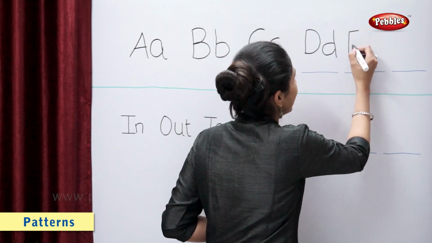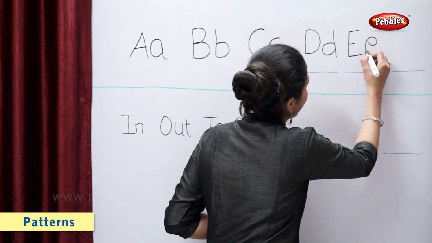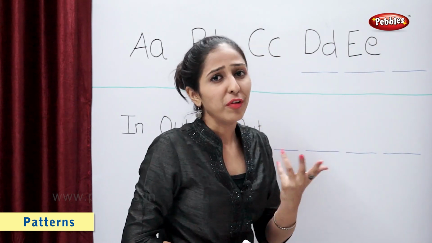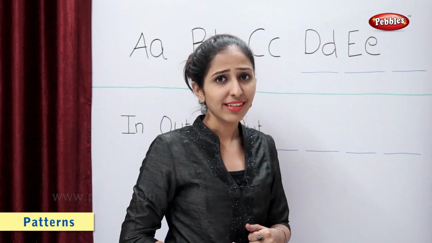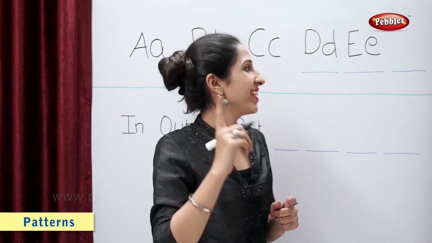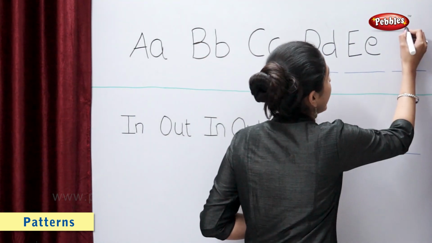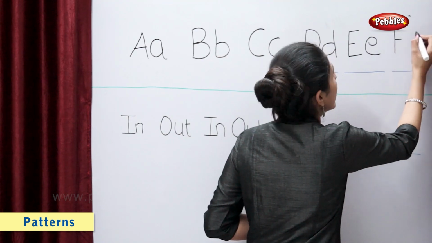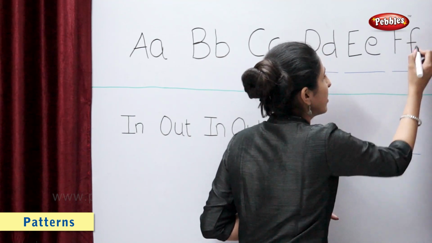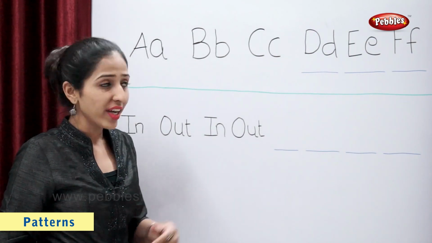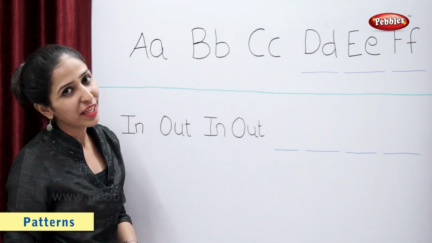Capital E, small e. Which letter comes after letter E? Correct. Capital F, small f. So, this pattern is complete.